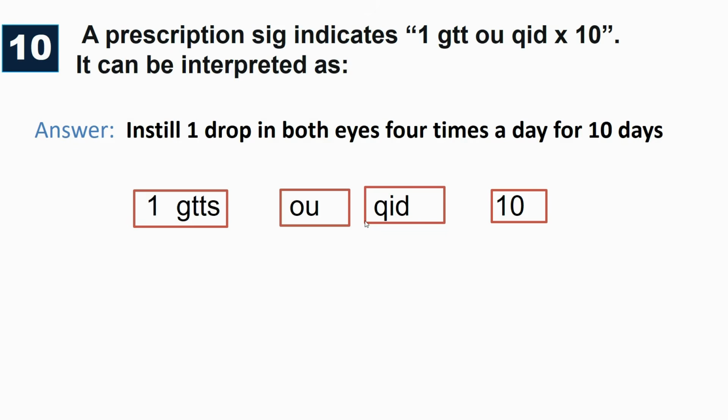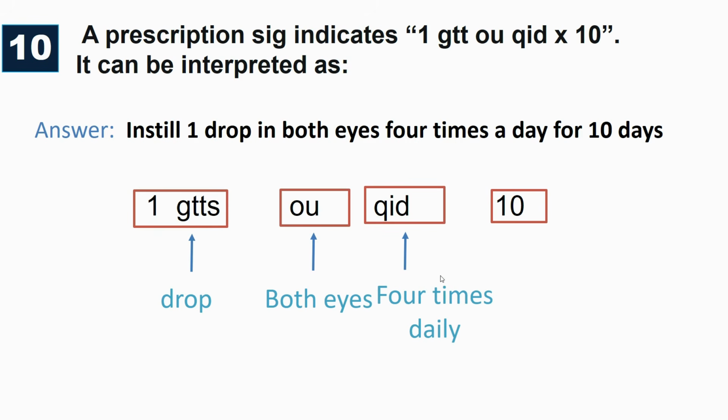Let's break it down. So in this prescription, you have 1 GTT. That GTT refers to drop, 1 drop as prescribed. And OU refers to both eyes. QID is 4 times daily and 10 is for 10 days. So therefore, instill 1 drop in both eyes, OU for both eyes, 4 times a day for 10 days.